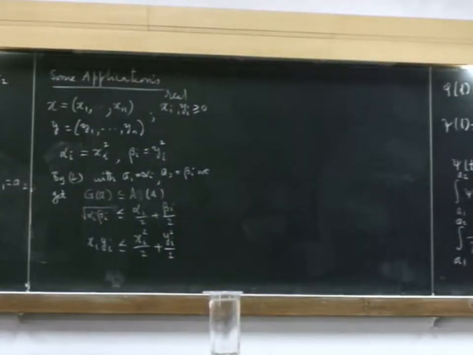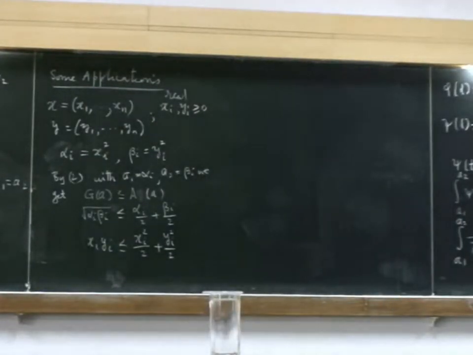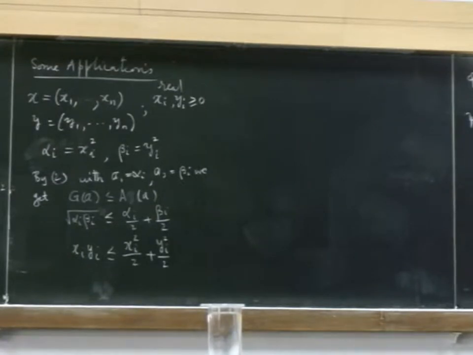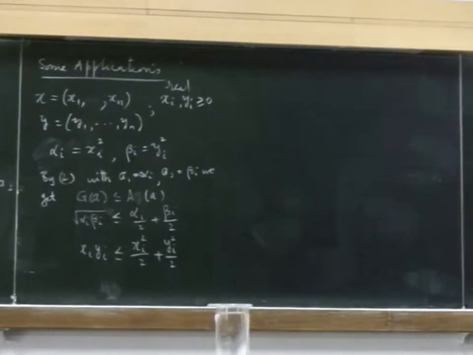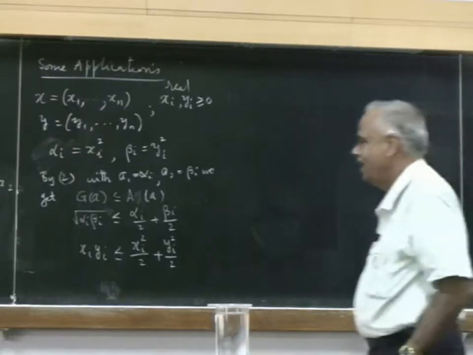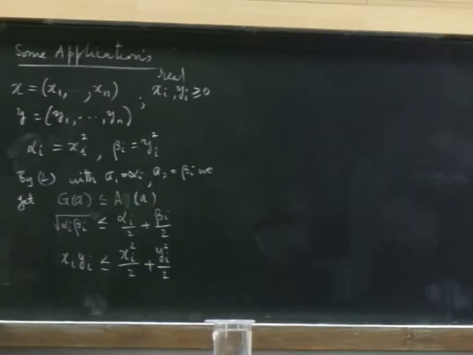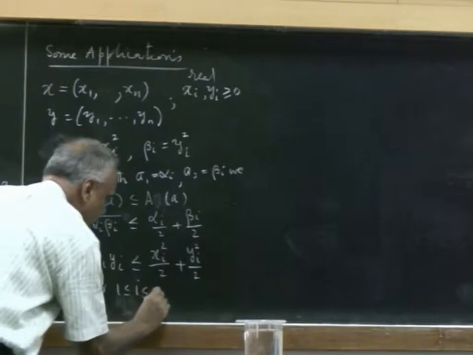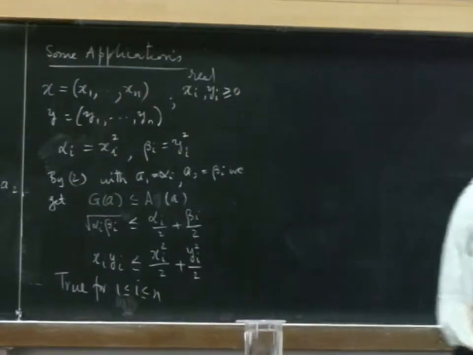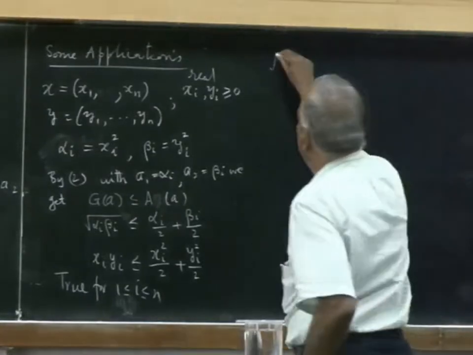So it's just applying the arithmetic-geometric mean inequality, a clever choice of a1 and a2. The fundamental inequality is 0 less than or equal to x squared. Now, for every component we can do that, I equal to 1 to n. This is true for 1 less than or equal to I less than or equal to n. Let's add all these inequalities.